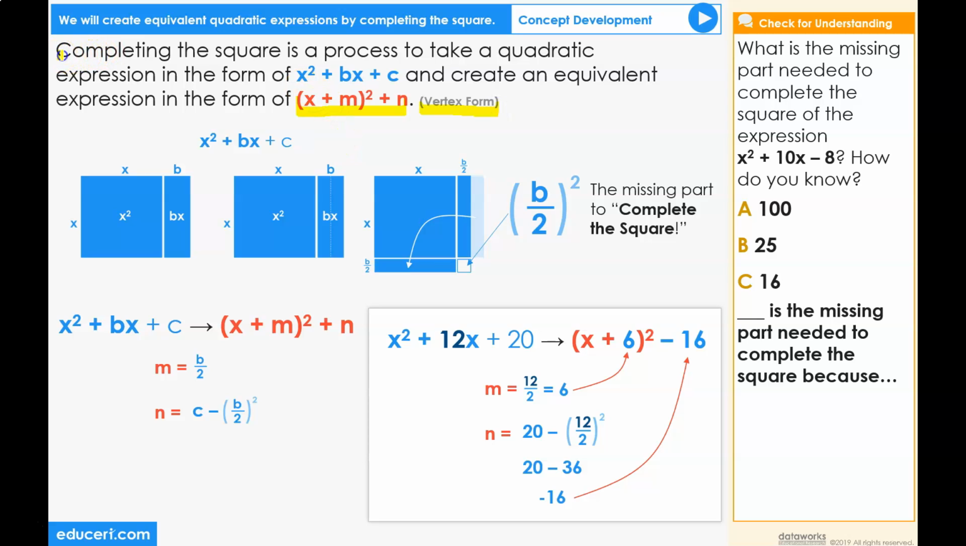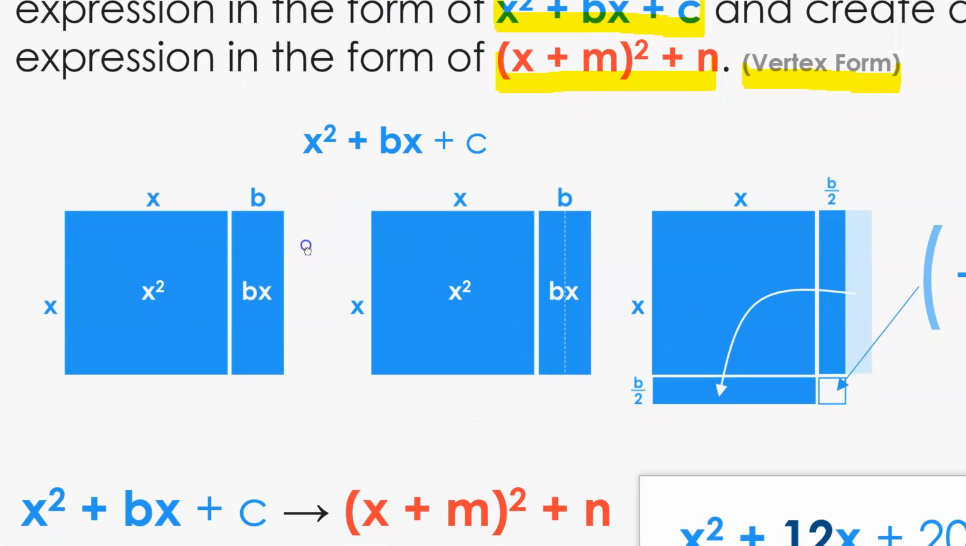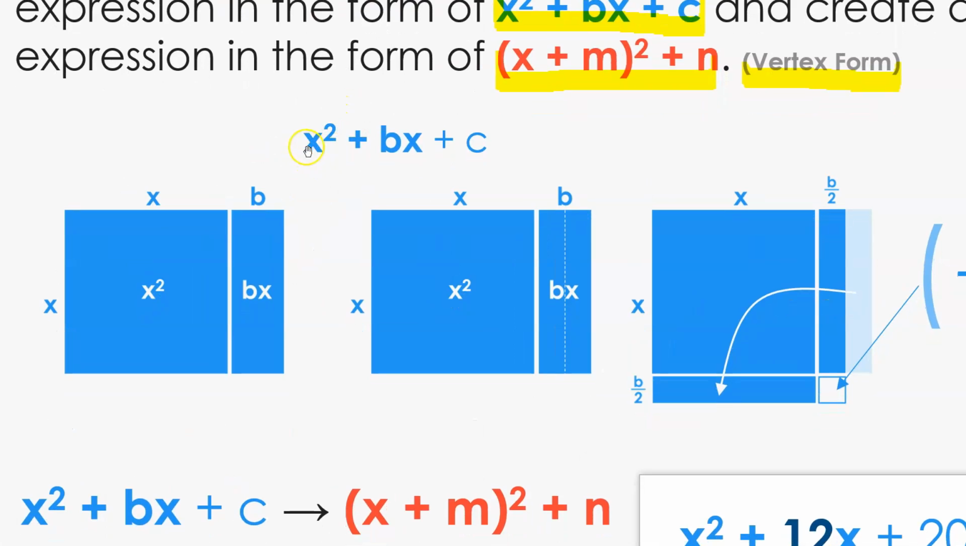Let's go back to this phrase, completing the square. If you're trying to complete something, that means that something is missing. If we take a look at our starting expression, x squared plus bx plus c, we could actually see the square in a model. If we zoom into this graphic, we can see that we have x squared plus bx shown in this model. X squared is a square with side lengths of x.